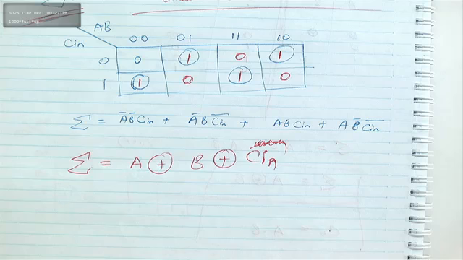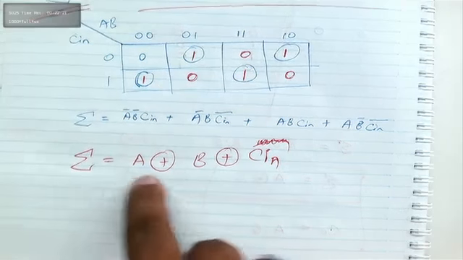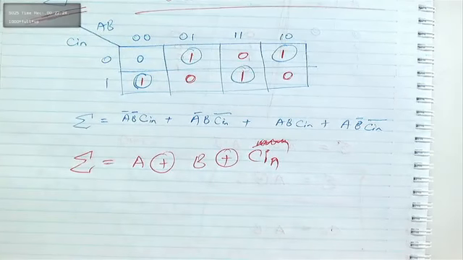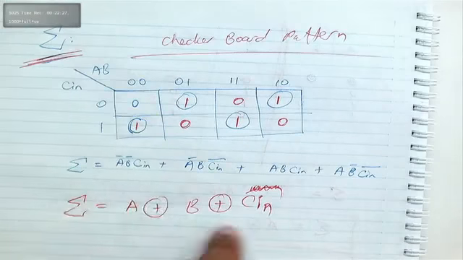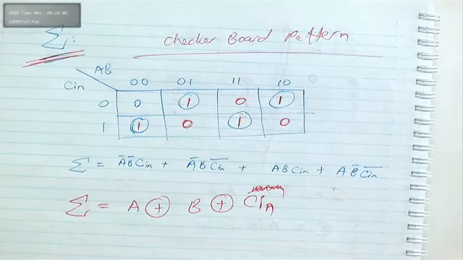So that's the story for our sum. Our sum is A XOR B XOR C in. Can you see the XOR is still doing the job for the sum, if you look at our earlier circuit? Now let's have a look at what about C out.